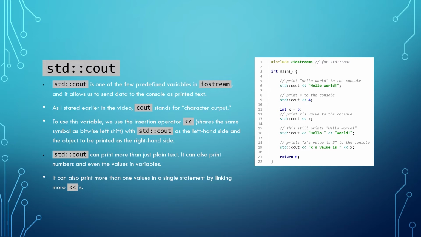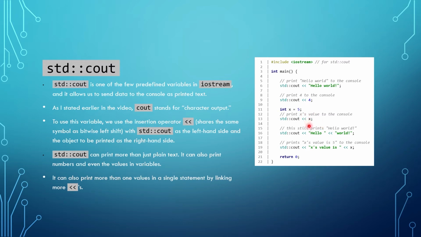std::cout can print more than just plain text. It can also print numbers and even the values in variables. It can also print more than one value in a single statement by linking more of this symbol. So in our example program over here, we have the include iostream for std::cout, and then our main function, and then every time we print, we have this insertion operator, and then it sends hello world into std::cout, so it prints it out. It can print numbers, and it can also print variables.